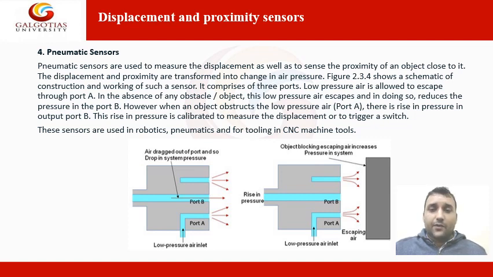However, when an object obstructs the low pressure air at port A, there is a rise in pressure at the output port B. The rise in pressure is calibrated to measure the displacement or to trigger a switch. These sensors are used in robotics, pneumatics, and tooling in CNC machine tools. This type of sensor is used on the chucks of CNC machine tools to check whether the tool is fixed or not.